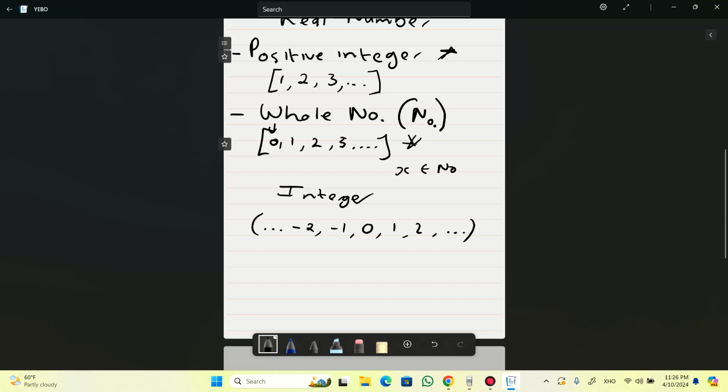Now we do not include decimals or fractions here, right? So it's only whole numbers and negative numbers, but no fractions and decimal numbers, and no square roots and all that. So this is what you call an integer: negative numbers including the whole numbers, right? So make sure that you understand the term integer.